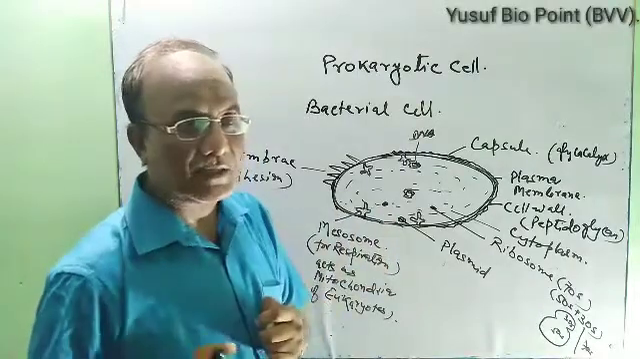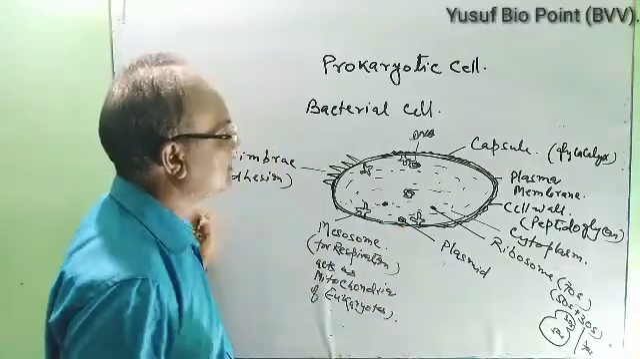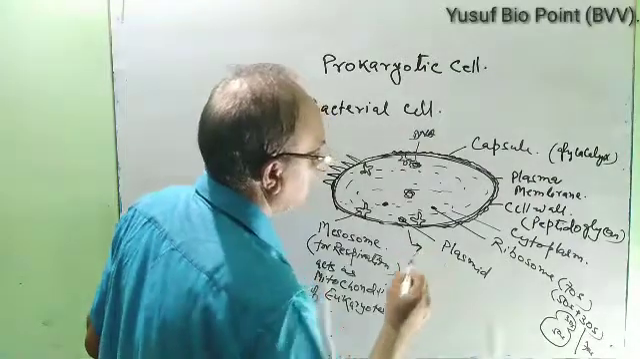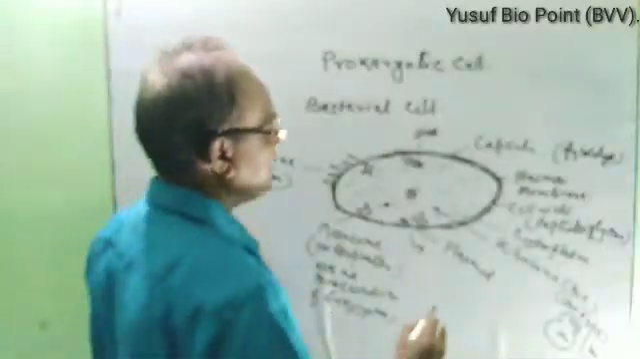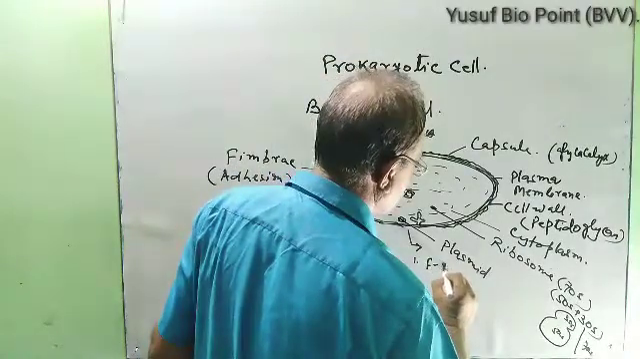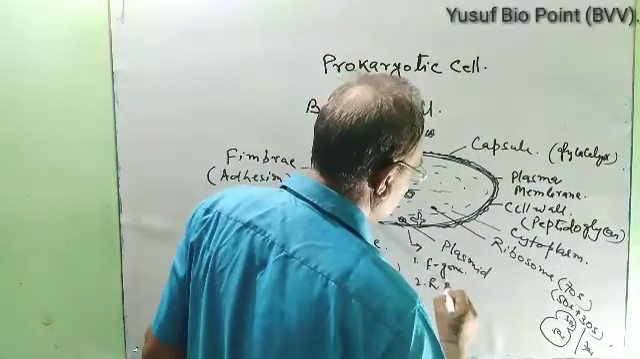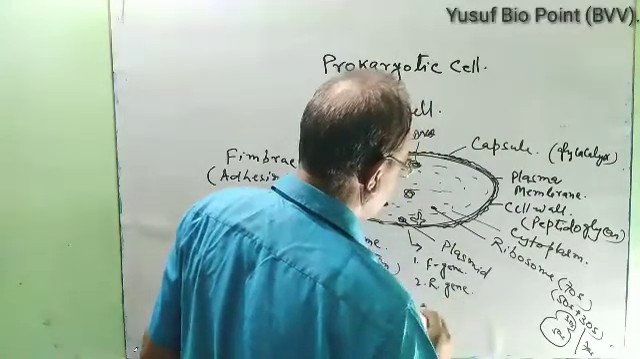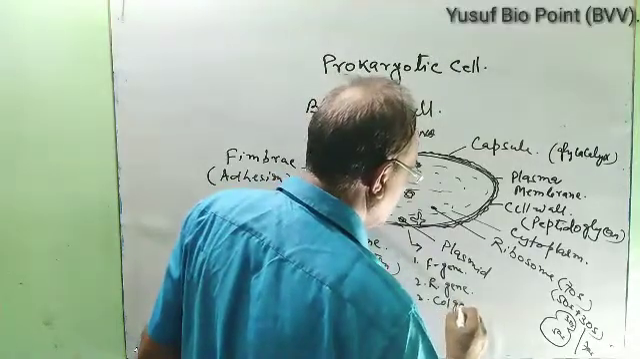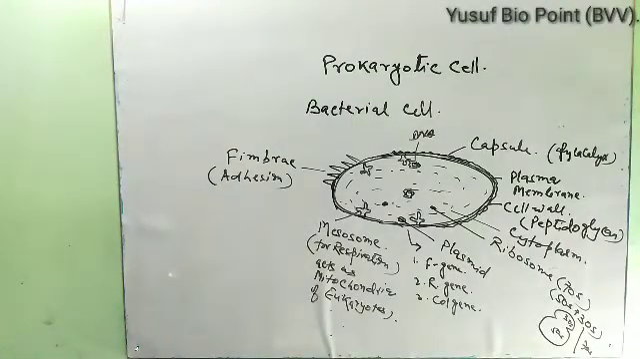Plasmid is also found. That is a short DNA, and this plasmid contains 3 types of genes. One is F gene, second one is R gene, third one is col gene. So these are the genes which act here.